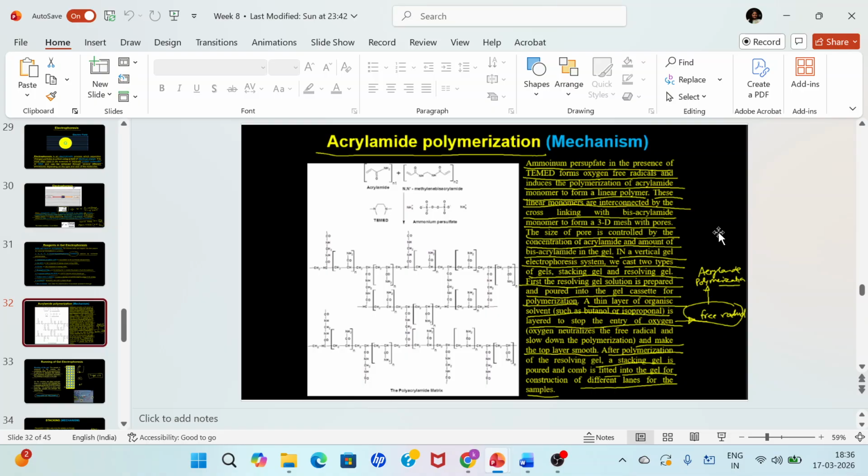In a vertical gel electrophoresis system, we cast two types of gel: stacking gel and resolving gel. First, the resolving gel solution is prepared and poured into the gel cassette for polymerization. A thin layer of organic solvent such as butanol or isopropanol is layered to stop the entry of oxygen and make the top layer smooth. After polymerization of the resolving gel, a stacking gel is poured and the comb is fitted into the gel for the construction of different lanes for the loading of sample.